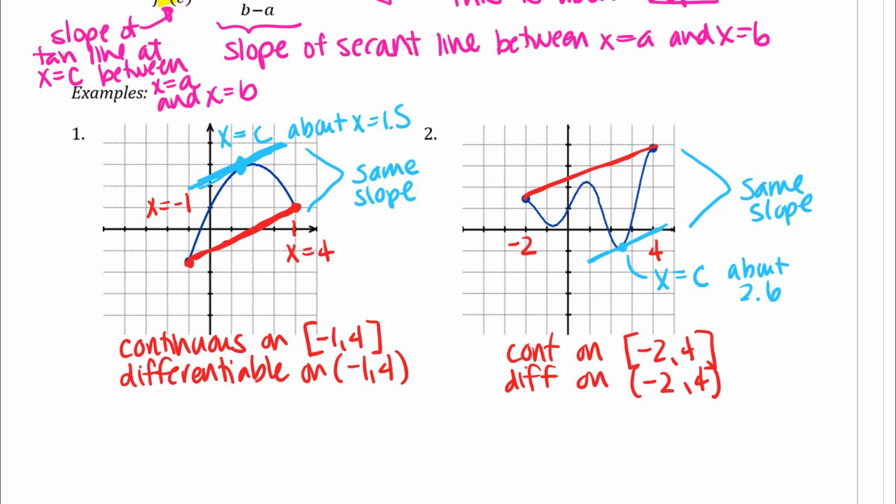So maybe pause the video and see if you can think about where those other points would be, and then restart the video and check. Okay, so other places where I would have tangent lines with the same slope would be just a little bit left of the local maximum that's there, and just a little bit right of the local minimum that is on the left side of the origin there.